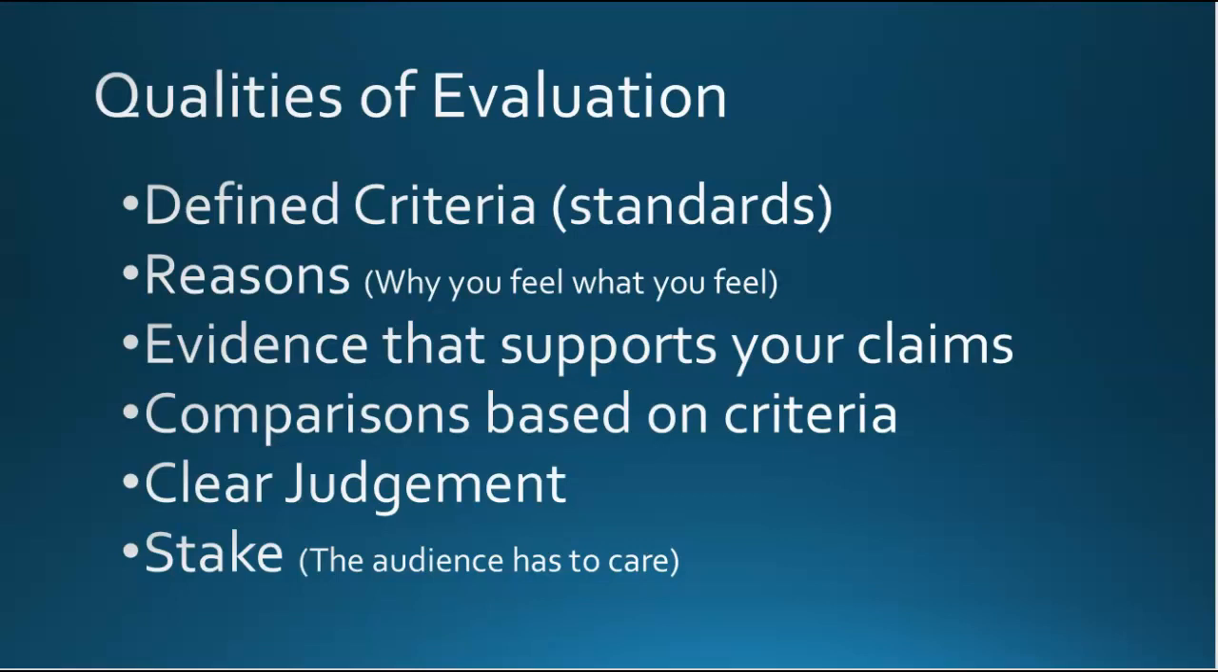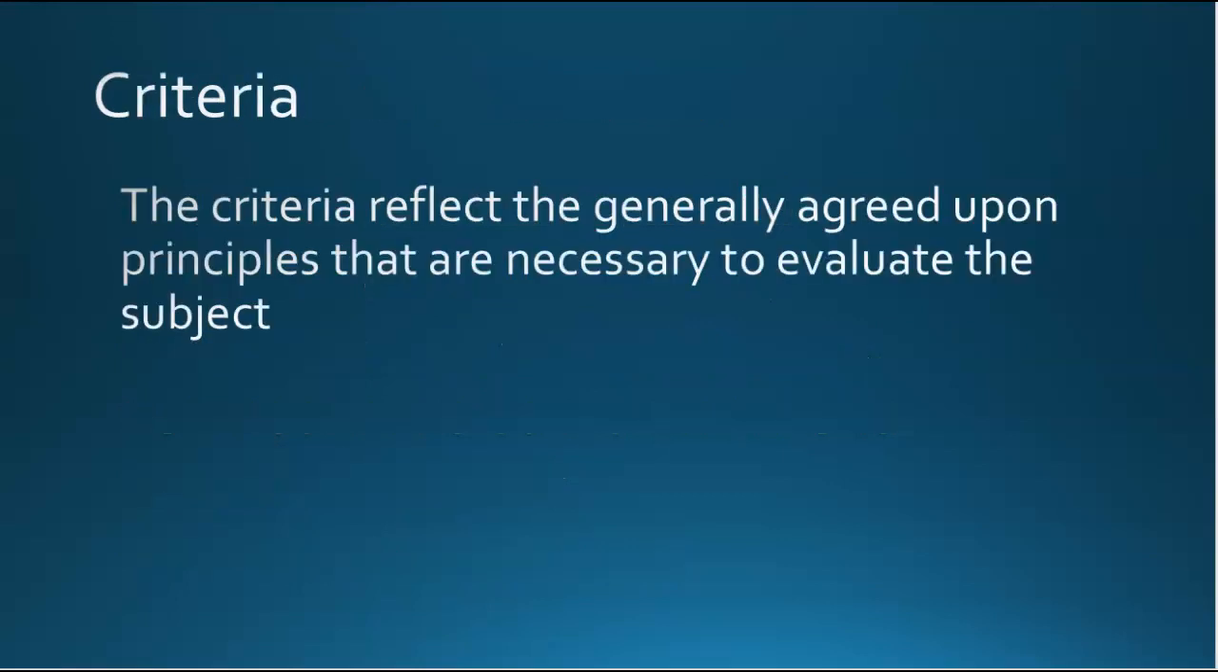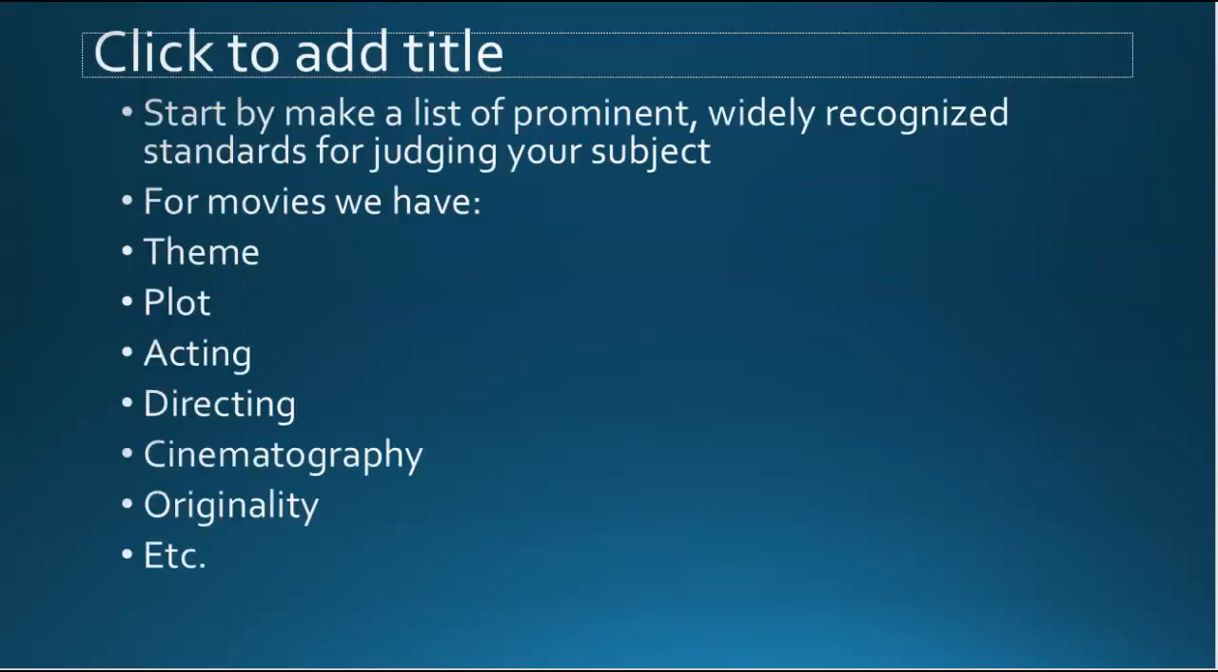What's at stake? Now, when we talk about criteria, it is the reflected, generally agreed upon principles that are necessary to evaluate that subject. So in order to have something to actually write about, you have to have established criteria for the topic you're evaluating. It's not good enough to say that something is good or bad. We need to know why based on a set of standards. Okay, we got to have those standards.